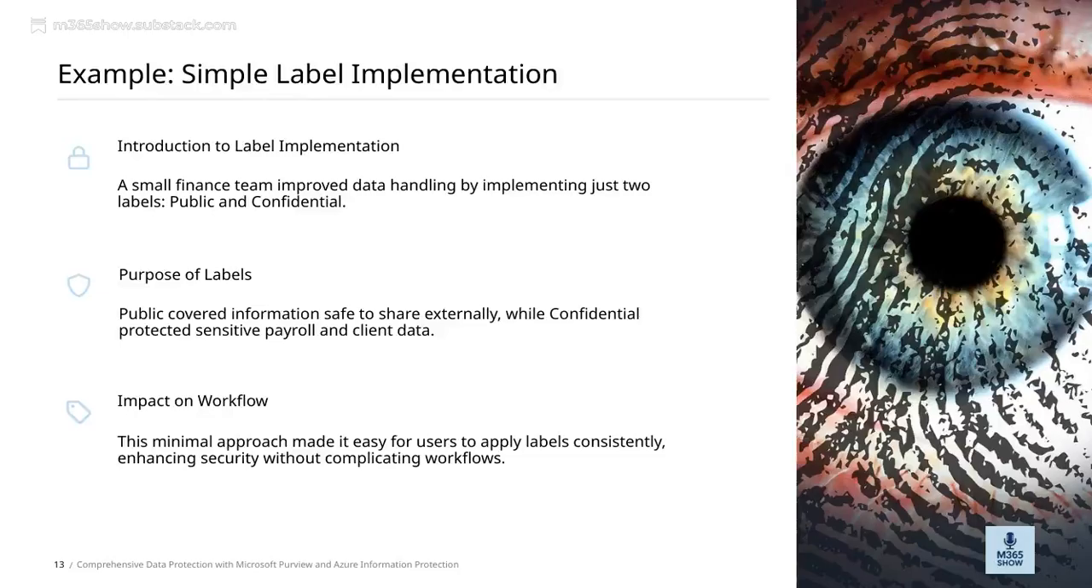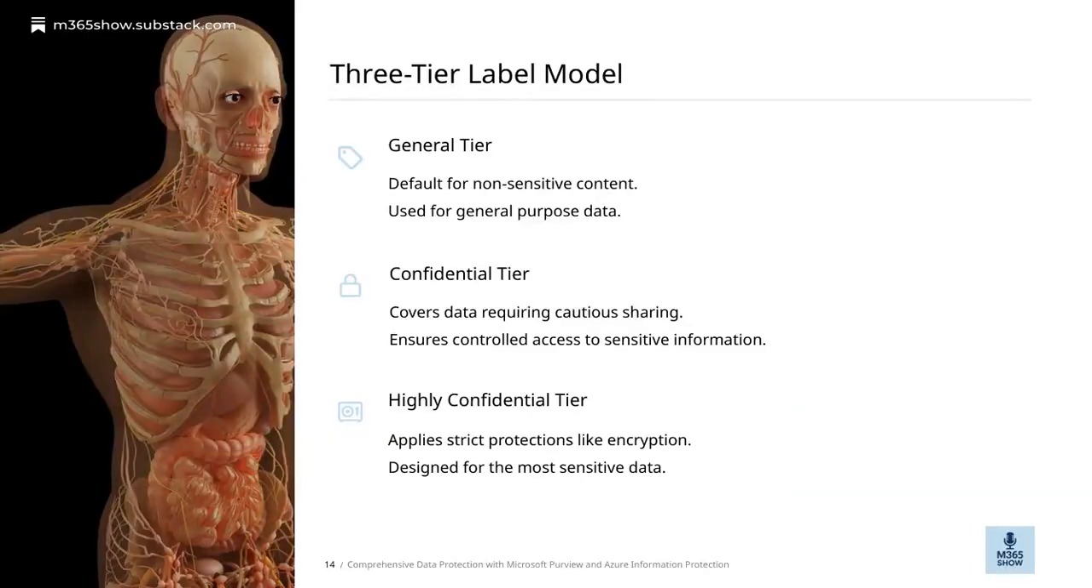Now, the purpose of labels is to guide users in handling data responsibly. In this case, our small finance team was able to improve how they manage data simply by implementing just 2 labels, public and confidential. It's a great example of how simplicity can lead to effective data governance and better security overall.